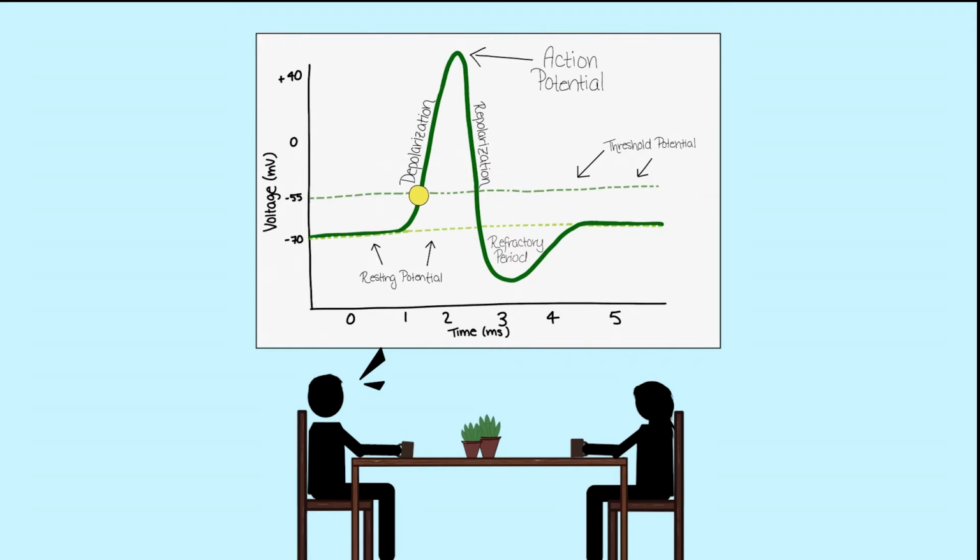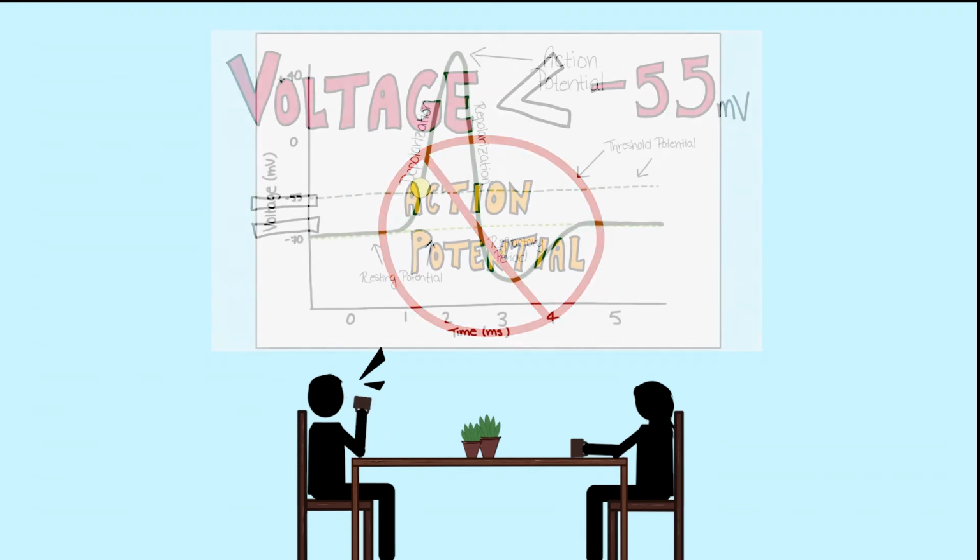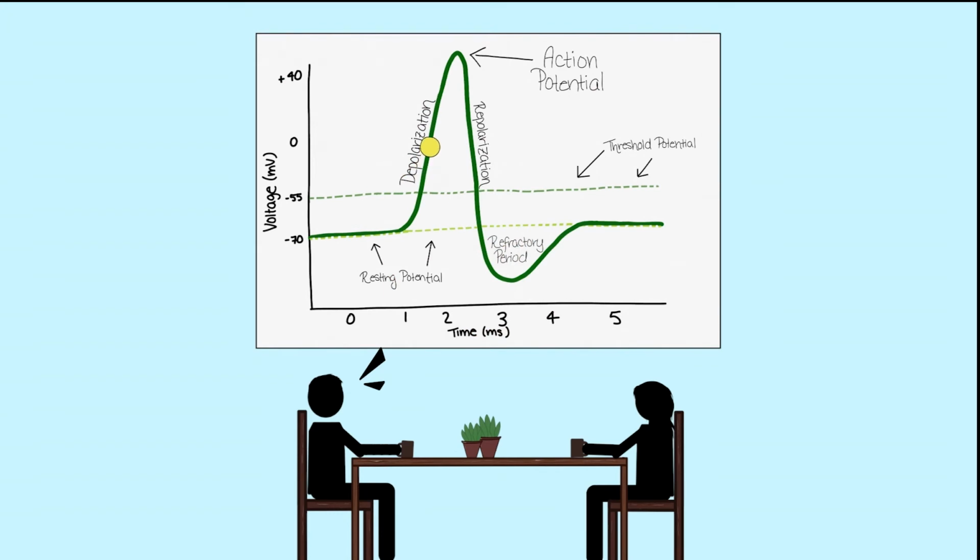It is worth mentioning that if the voltage does not climb to negative 55 millivolts, the action potential will not occur. During the action potential, the voltage climbs up to about positive 30 to 40 millivolts. This voltage climb is called depolarization. Once that voltage is reached, the sodium channel closes and the potassium channel opens, generally lowering the voltage to below the resting potential. This voltage drop is known as repolarization. Finally, the return back to the resting potential voltage is known as the refractory period.